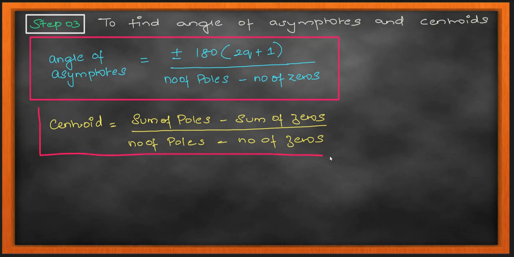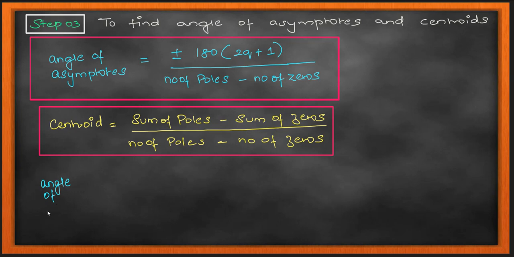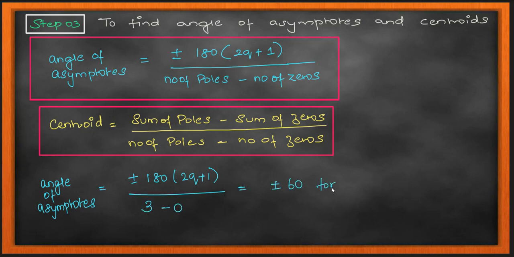And the formula that we use for finding the centroid is the sum of poles minus the sum of zeros, divided by the number of poles minus the number of zeros. In this case, we have 3 poles and no zeros. And the sum of the poles means the roots, S1 equal to 0, and minus 2 plus 3j, and its conjugate. So we are going to do that.